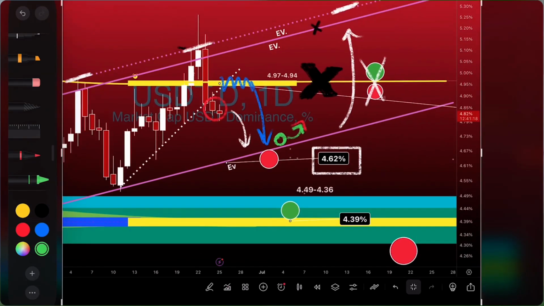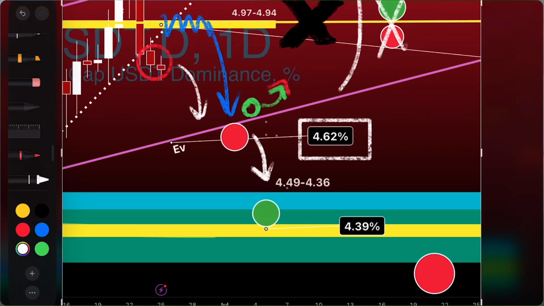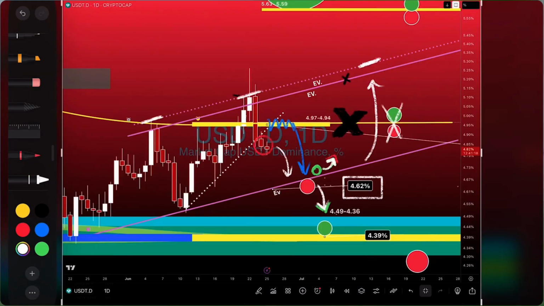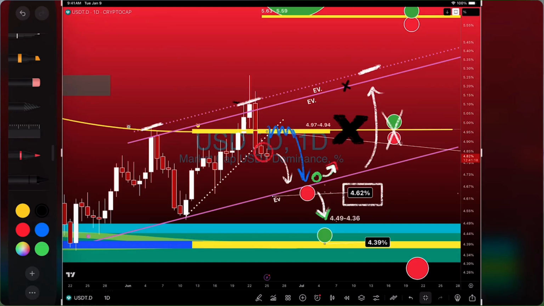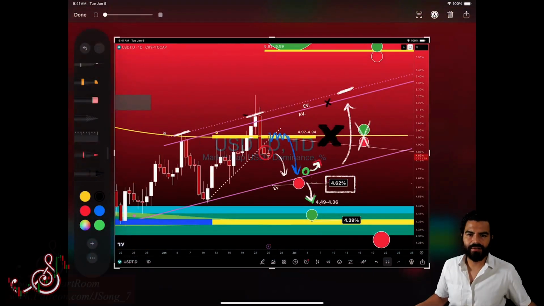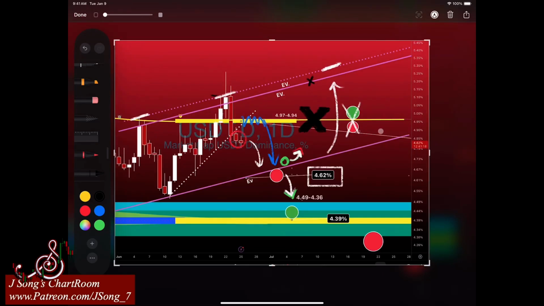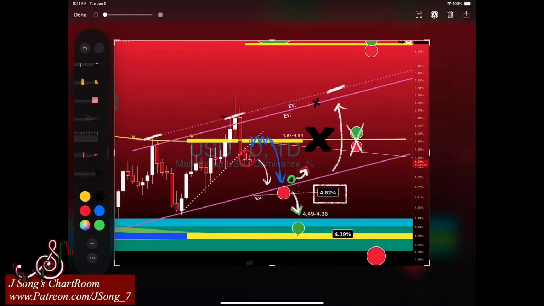Okay, and a move down past this area is actually going to be a bullish thing for cryptos. Let me see, I should draw this in white. There we go. But we're not afraid of this area anymore. Okay? That's the big takeaway I want you guys to take away from this chart. It's really important to know we're not as afraid of 4.97 or 4.94 anymore, because we broke it.